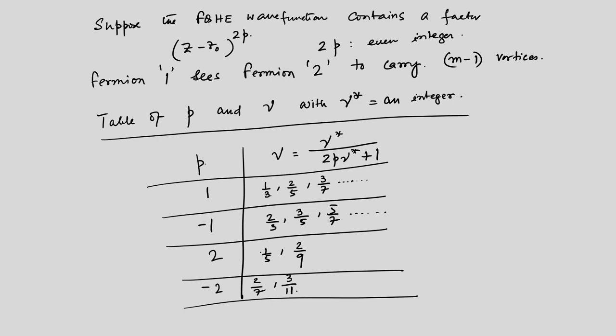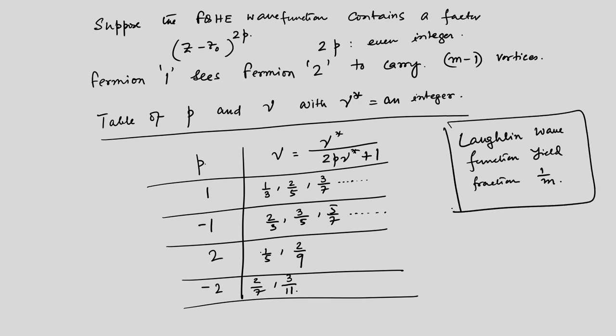We are getting all kinds of fractions which were not realized in the Laughlin wave function, which is only valid for Hall fractions 1 over m, where m is an odd integer. So, of course, 1 by 3 is in that form, 1 by 5 is also of that form, but none other are included in the Laughlin wave function, and these are called the non-Laughlin states. So, let me show you an intuitive picture of this whole thing.